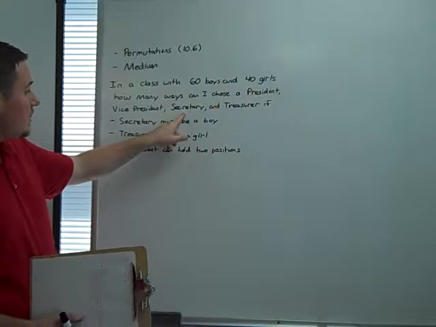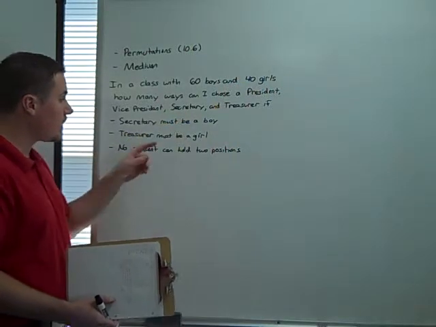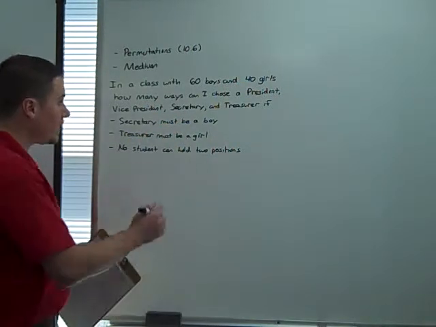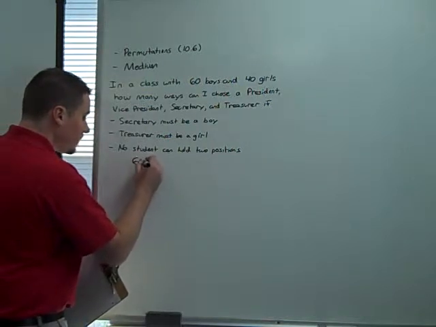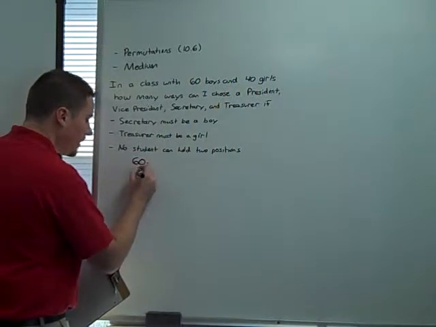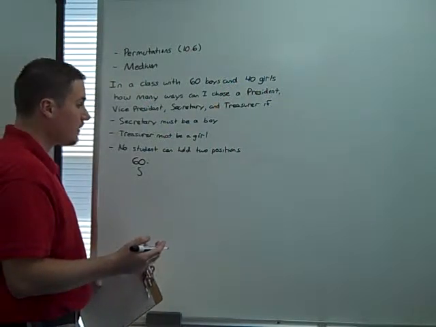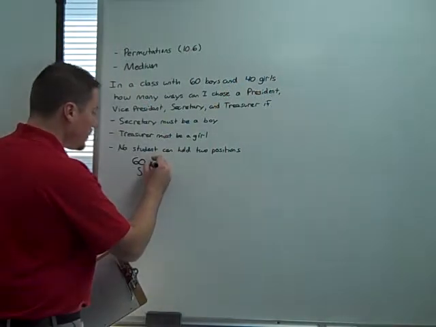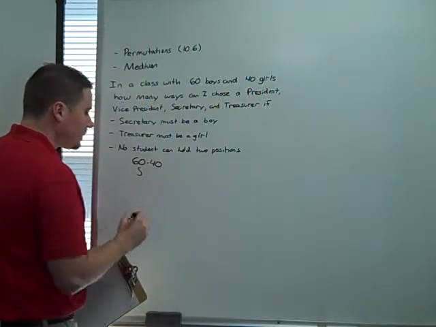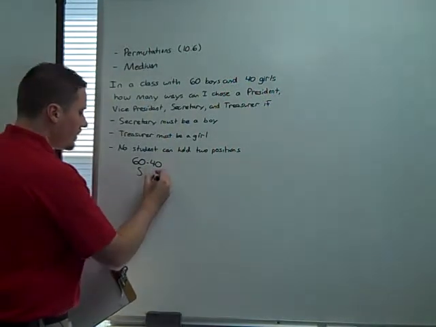How many choices for secretary do we have? Well, it has to be a boy. So we have 60 choices there. This is for the secretary. Now, how many choices do we have for a girl? Well, this is 40. And this is for the treasurer.